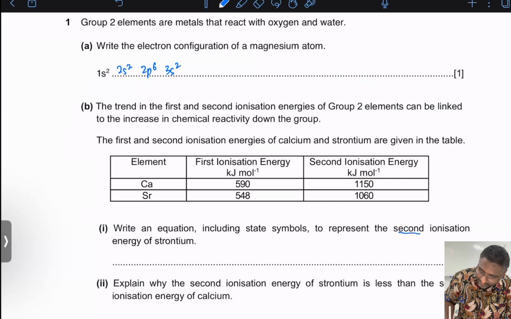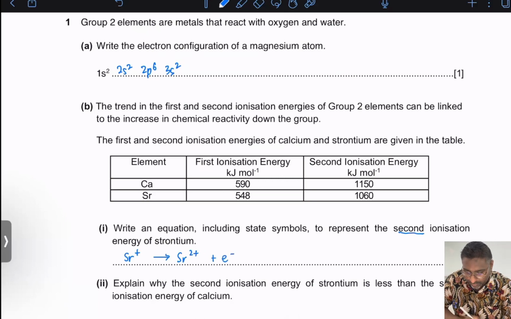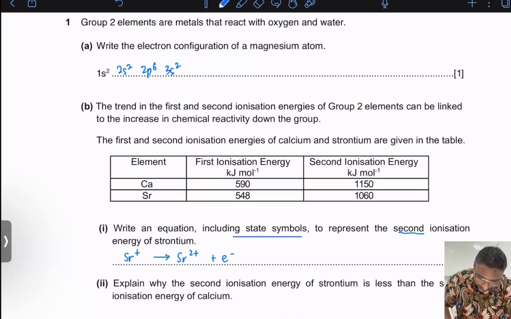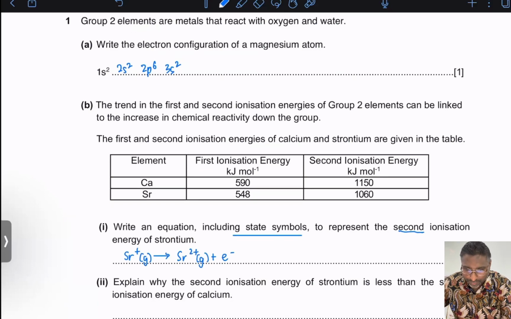When they say second, it means they have already lost one electron. So strontium already lost one electron. It is going to lose one more electron to give you Sr2+, so plus electron, they lose the electron. Include state symbols. In order to get this 1 mark, state symbols must be given. It must be in gaseous form. Remember that. So that is done.